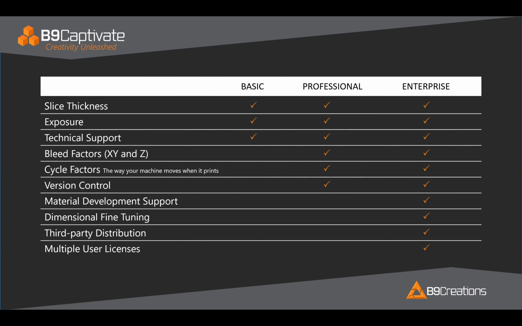At the enterprise level, you're including everything from professional, plus you're adding in ability to distribute to third parties. You have a little bit of materials development support from B9 Creations itself. And the enterprise tier is really a customizable solution. So if you think that you're in that tier, please call us for a quote. We'd be happy to work with you on that one.